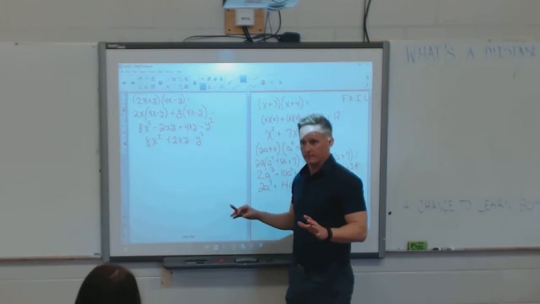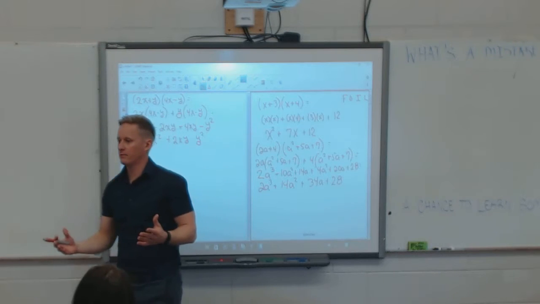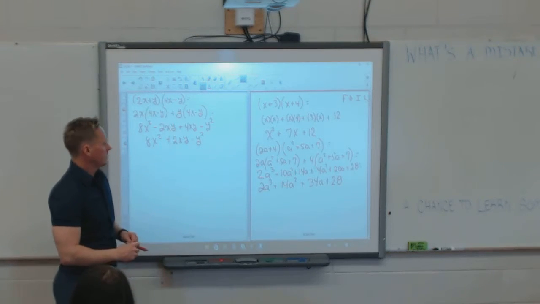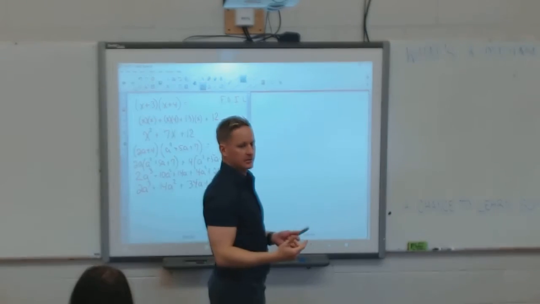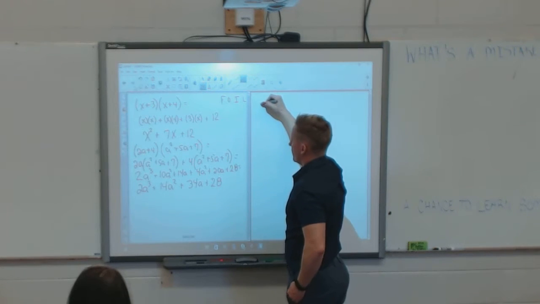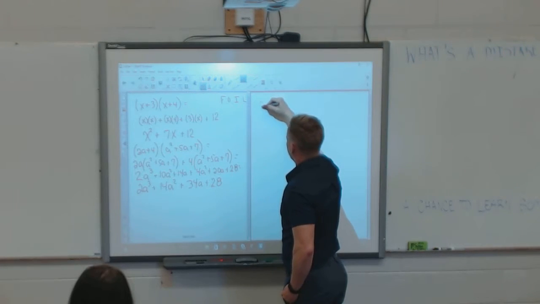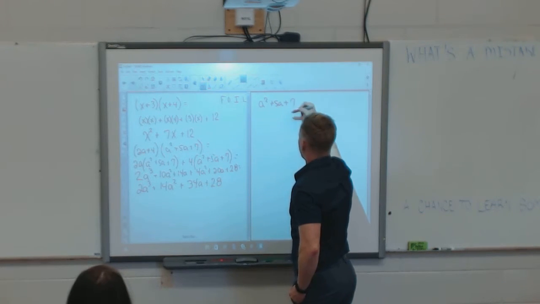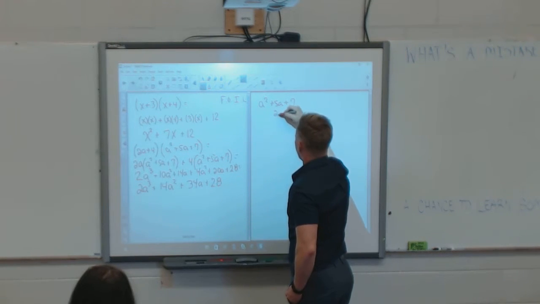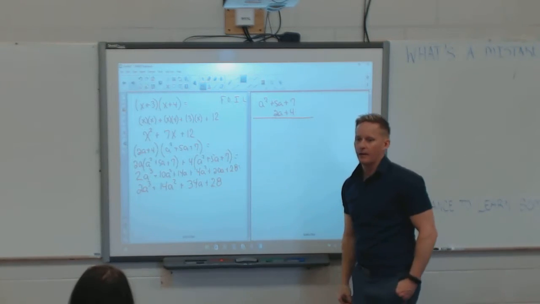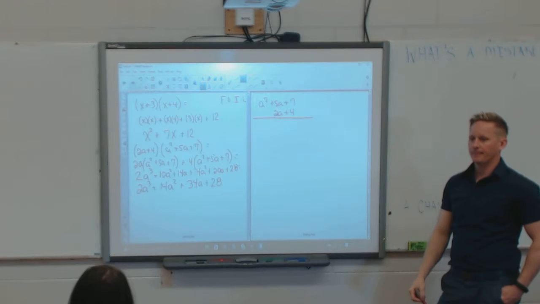Everybody following the steps so far? I said to you, there is one other way to do this, okay? This is also an excellent way of solving this. A squared plus 5a, add 7, and I stack it like that, and I'm going to multiply.